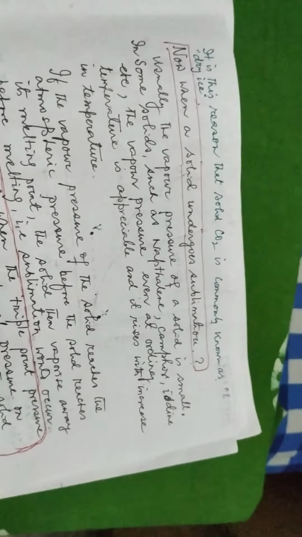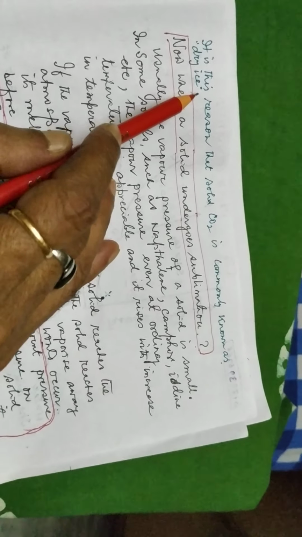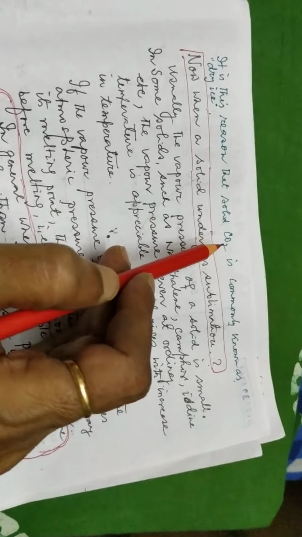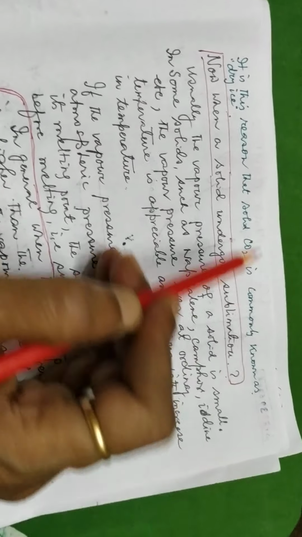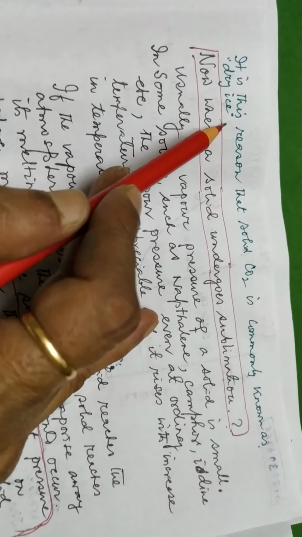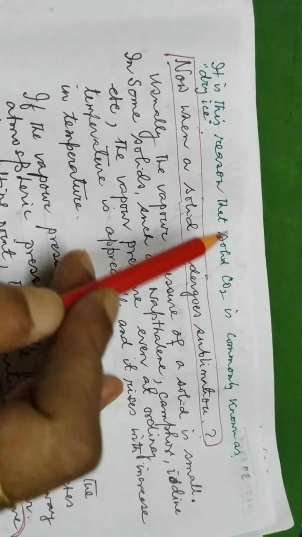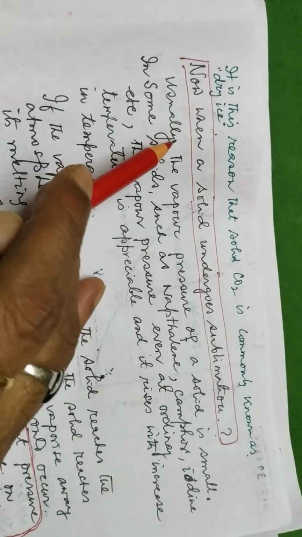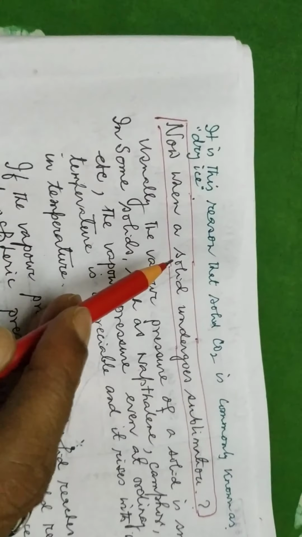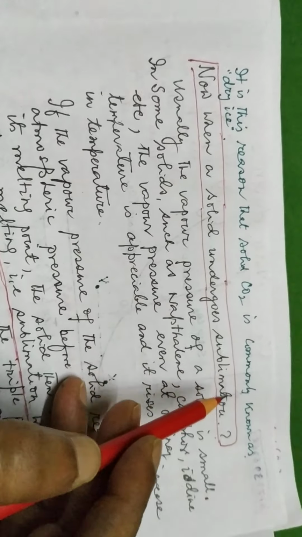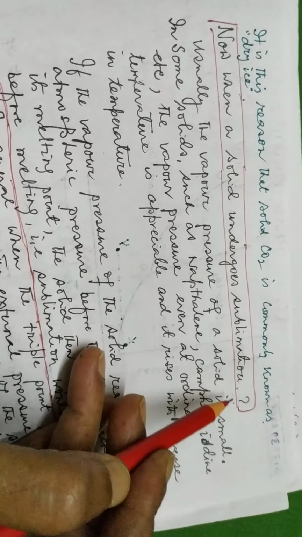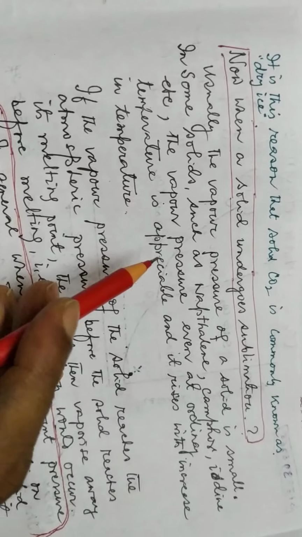Now, it is for this reason that solid carbon dioxide is commonly known as dry ice. Now the question: when does a solid undergo sublimation?